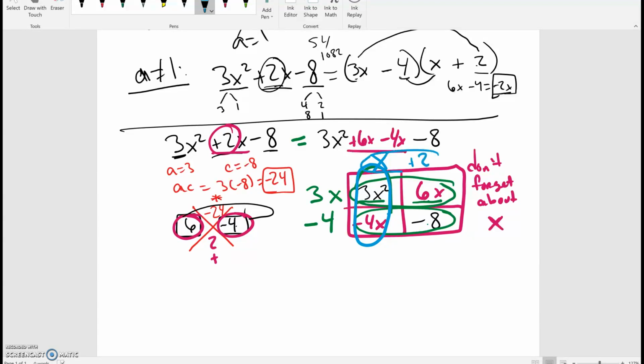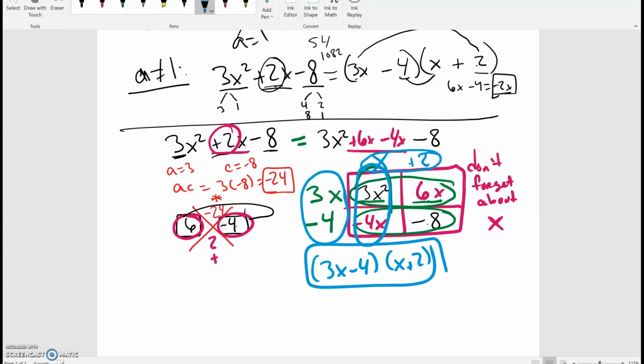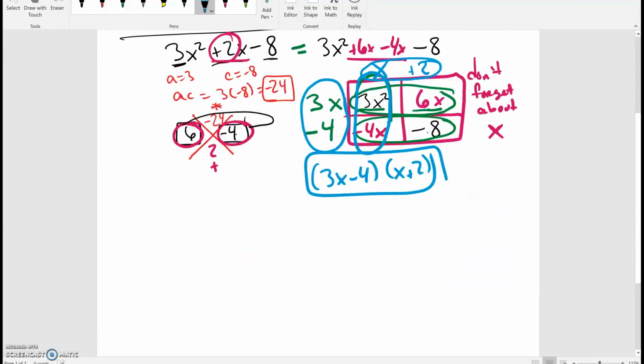And what you see in the end is that I get two different factors: 3x minus 4, and then x plus 2, which is exactly the same thing that I had up here, right? So it's just a different type of method that we have.